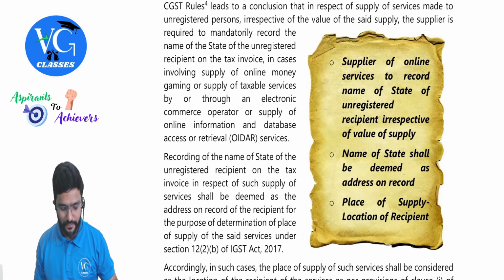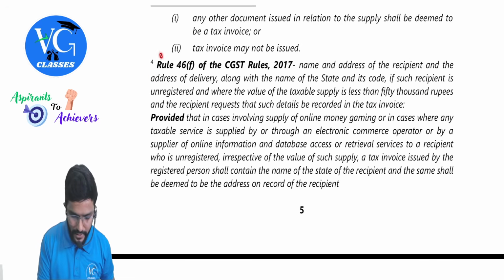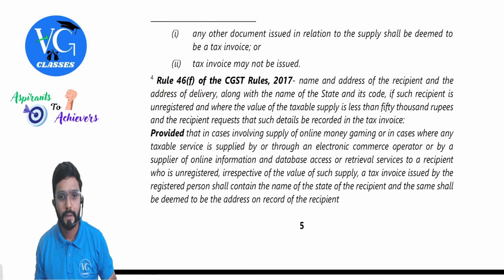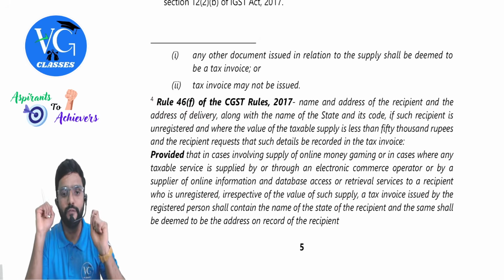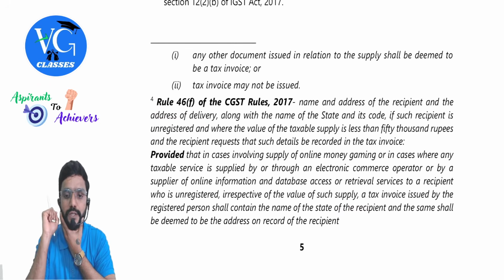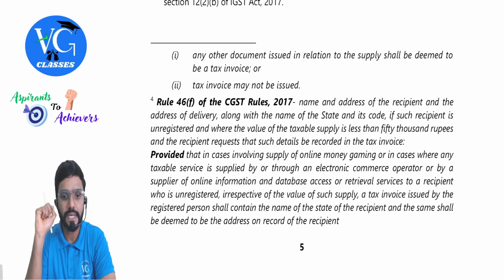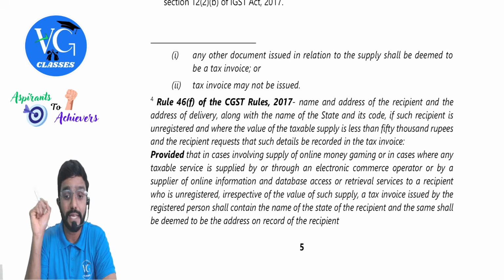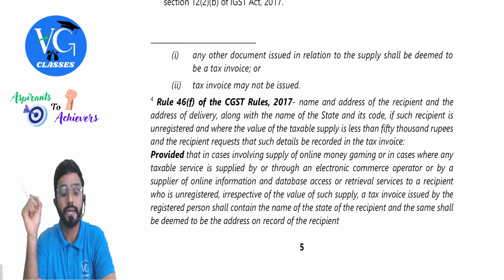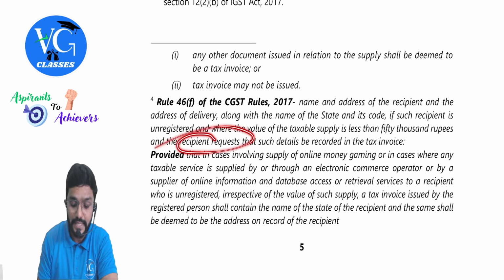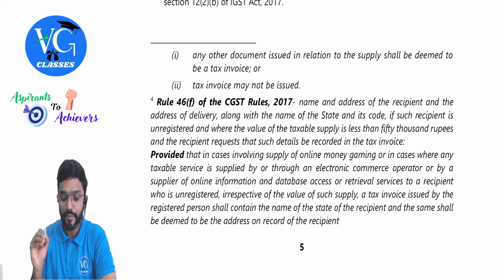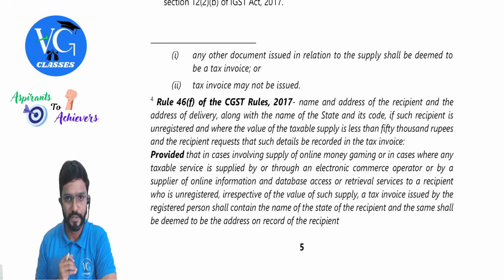What is it? We will see. First, CGST rule. Let me go through this. What they have given. Rule 46F of CGST Rules 2017, name and address of the recipient and the address of delivery along with the name of the state and its code, if such recipient is unregistered and where the value of taxable supply is less than 50,000 rupees and the recipient requests that such details be recorded in the tax invoice.